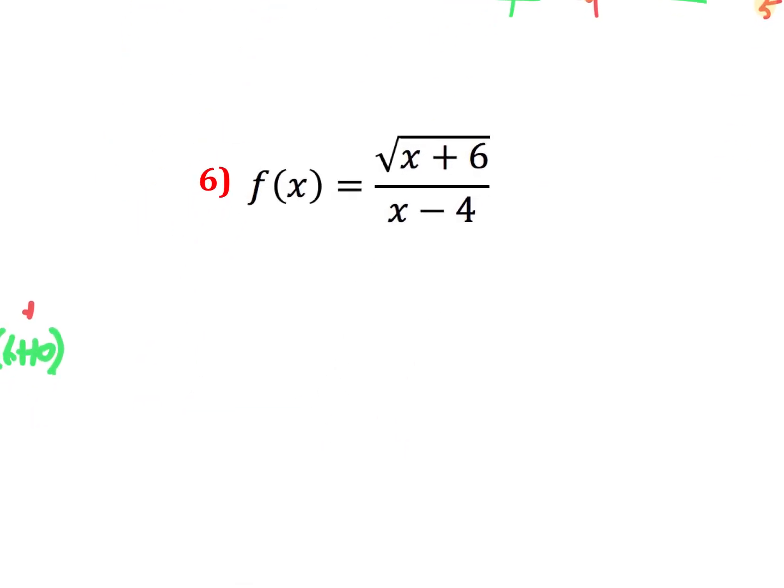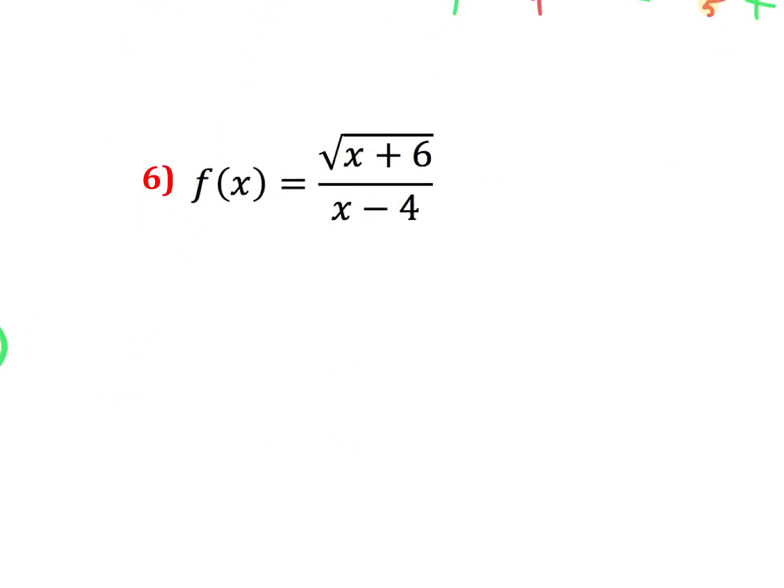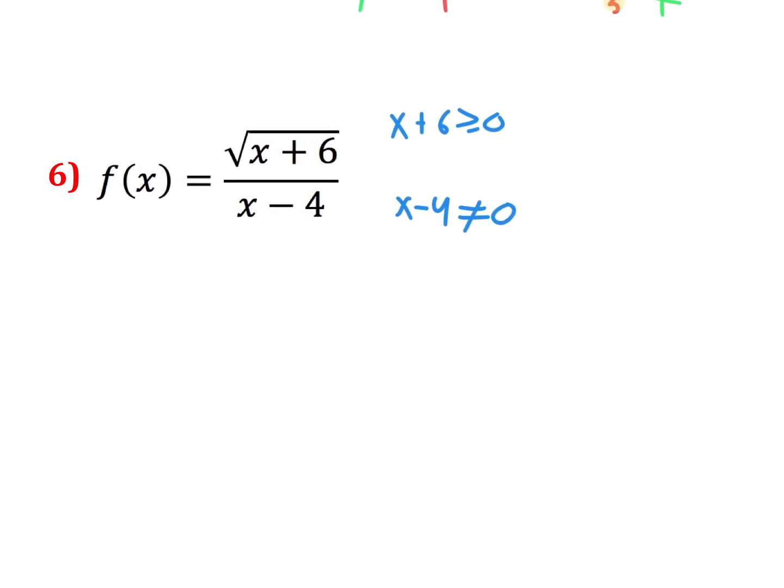All right, last one for this video here. We've got two separate things happening. I've got x inside of a radical, so that has to be at least 0. X plus 6 has to be greater than or equal to 0. But then I also have x in the denominator, which means it's not allowed to equal 0. So x minus 4 is not allowed to equal 0. This is going to give me two, not conflicting, but two separate domain restrictions.